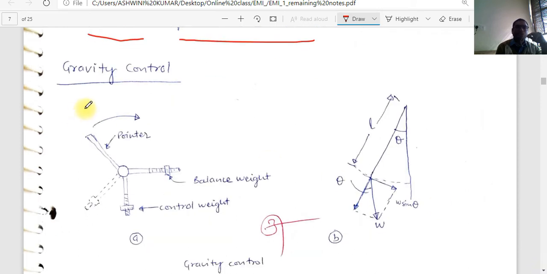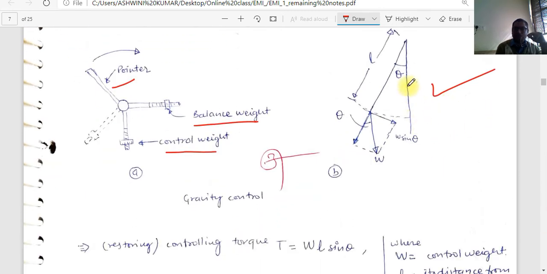This is one type of alloy. The gravity control is adjusted like this, where the pointer, the balance weight, this is the control weight. The pointer moves here, the control weight moves here. This is the assembly, where theta is the deflection and W is the weight acting downward. This is also theta. This is 90 minus theta. This is W sine theta, or W cos(90 minus theta) means W sine theta.